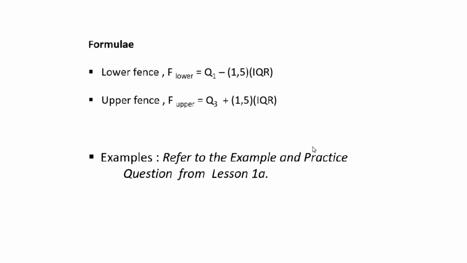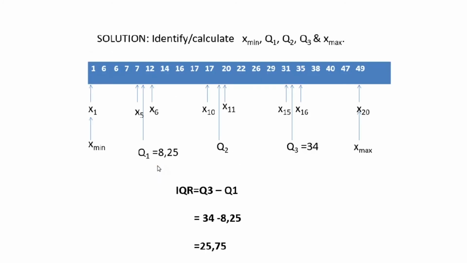The formula to calculate the lower fence is Q1 minus 1,5 multiplied by the interquartile range. And the upper fence would be Q3 plus 1,5 times the interquartile range. As I've said earlier on, the examples that we are going to deal with in this second part of the lesson will be referring to the examples and practice questions from the earlier part of the lesson.